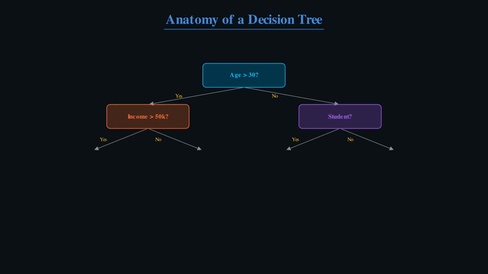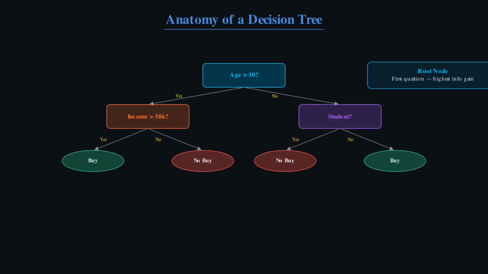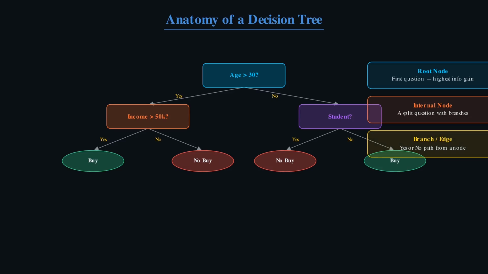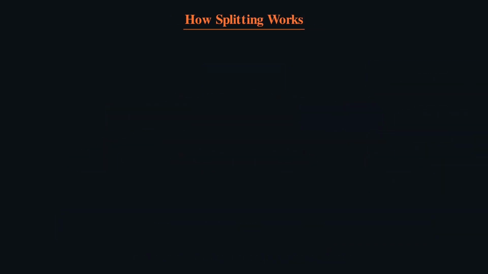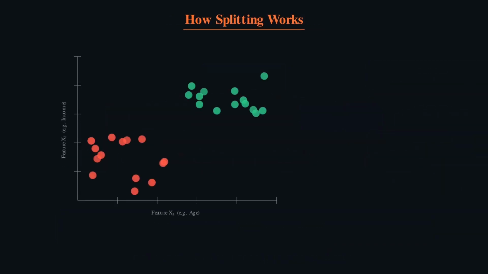The root node sits at the top. It holds the single most powerful question available across the entire dataset. Internal nodes are further questions on each branch, each one narrowing down the possibilities further. And leaf nodes are the final predictions. No more questions, just a class label or a numeric value. Every path from the root down to a leaf represents one complete decision rule. The depth of the tree is how many levels of questions it takes to reach any leaf.